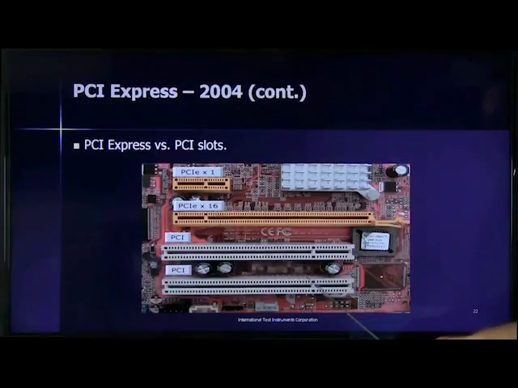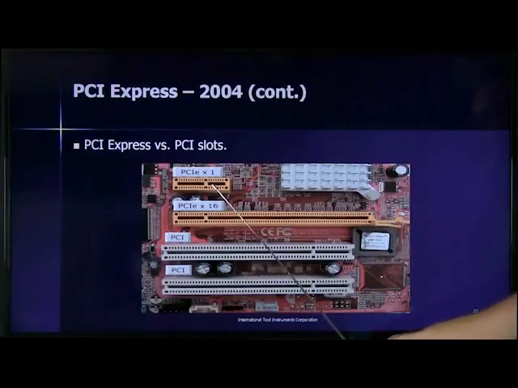The by 16 slot is usually used for graphics cards that want maximum bandwidth, and the by one slot is used for most other general purpose devices. And on a by one slot you can transfer for Gen 1 PCI Express about 250 megabytes per second, which is plenty enough for most devices.